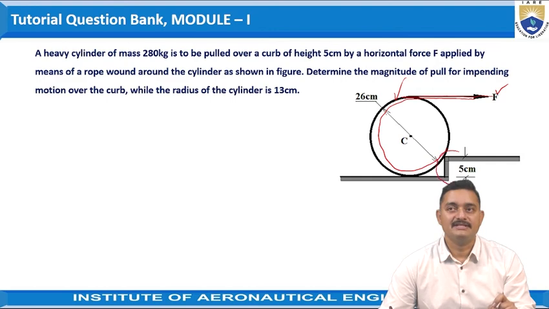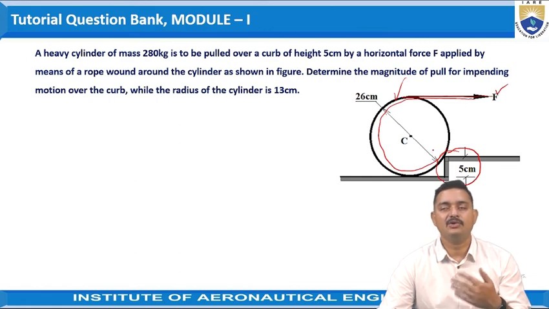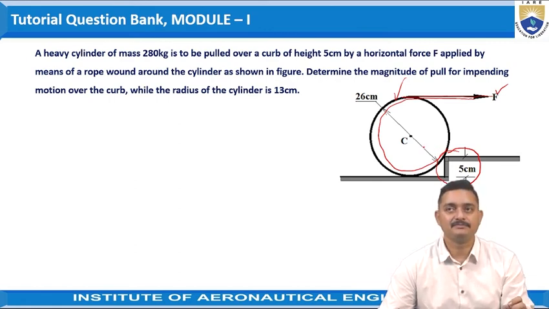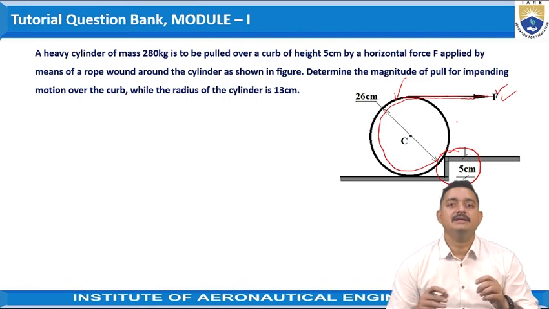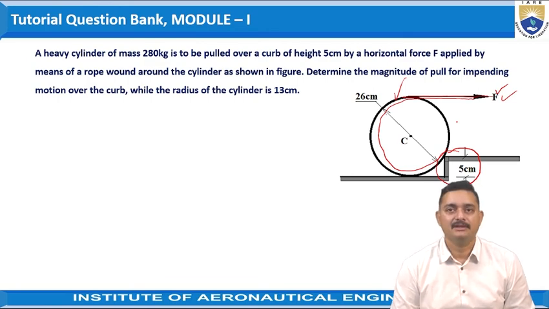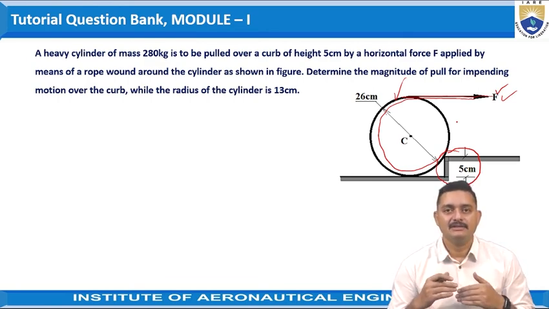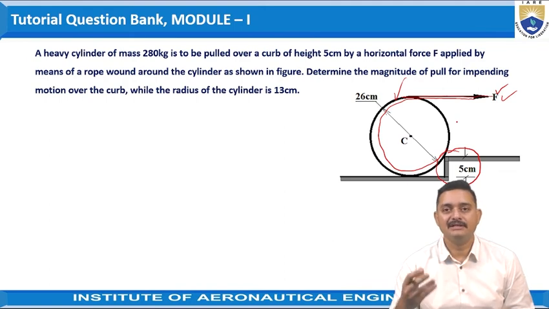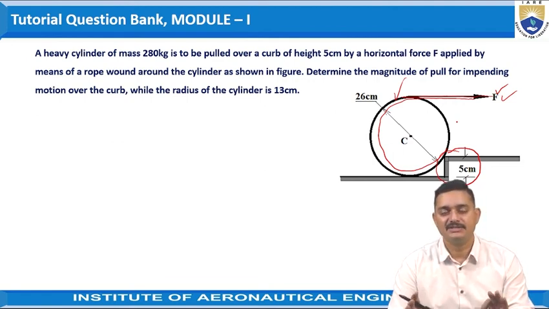There is a curb of height 5 centimeters as shown here, and the force is being applied for rolling the cylinder over onto the curb. Now they are asking, determine the magnitude of pull, that means the force F, for the impending motion over the curb. That means the minimum force that is required for the movement of the cylinder to start. The motion should be impending, that means the movement should not happen, but the movement should start. The minimum force that is needed is for the movement to start.